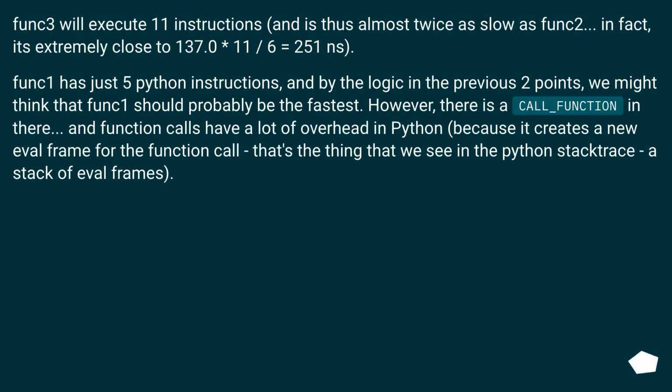Func1 has just 5 Python instructions, and by the logic in the previous 2 points, we might think that Func1 should probably be the fastest. However, there is a call function in there. And function calls have a lot of overhead in Python, because it creates a new eval frame for the function call. That's the thing that we see in the Python stack trace, a stack of eval frames.